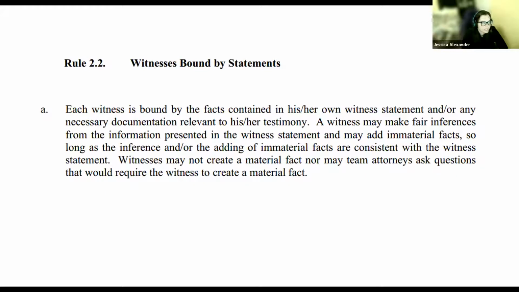Witnesses are bound by their own statements, the written statements and the addendums that are in the problem. You may make fair inferences from the information and may add immaterial facts, such as someone's hair color, if that's not a material fact. But it has to be consistent with the witness statement. Okay, you can't create a material fact. A material fact would be something that affects the ultimate question of the case. So as long as it doesn't affect the ultimate question of the case, a witness can have a fact that's maybe not material. Though you may not have time to get into stuff that's immaterial to the case.